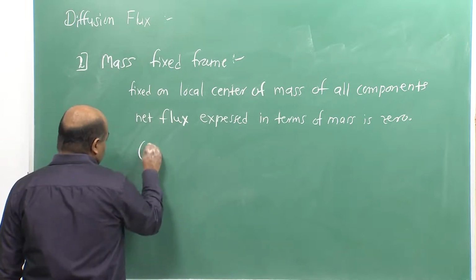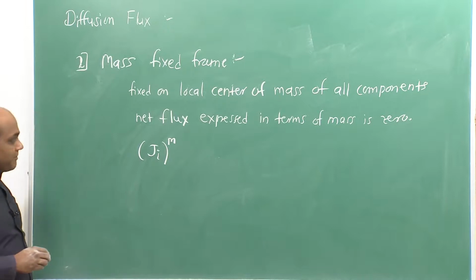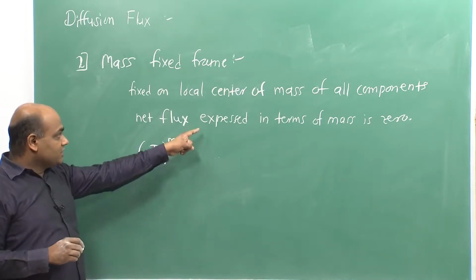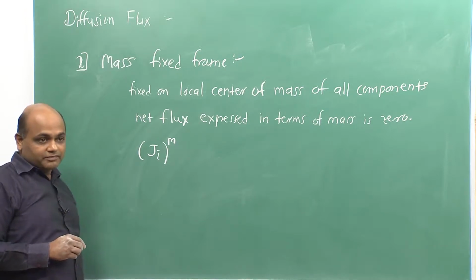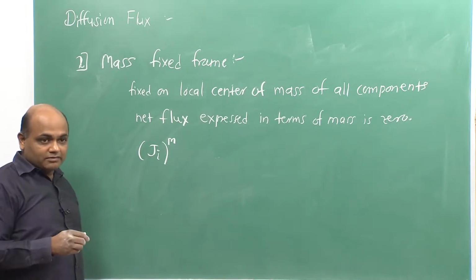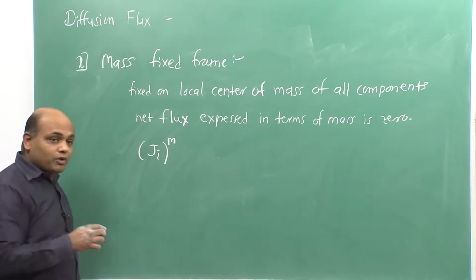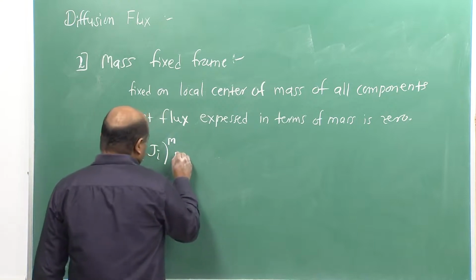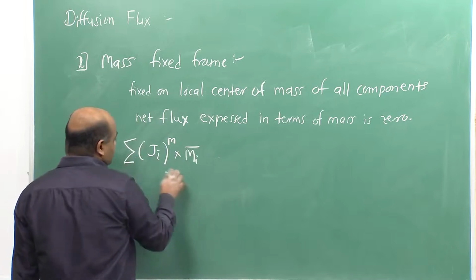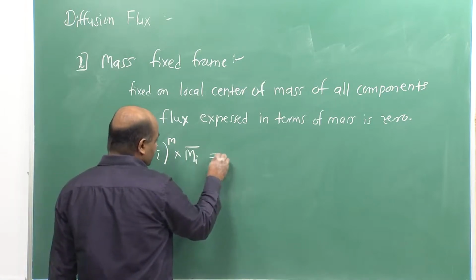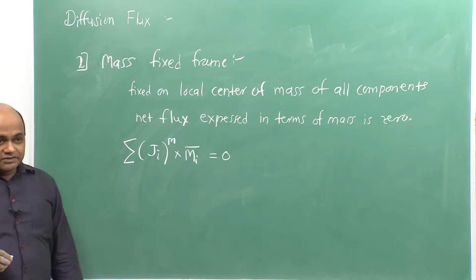So, if we consider J I m, that is the flux expressed in terms of mass fixed frame, to convert it in terms of mass, what do we do? Multiply by kg, divide by mole of I, kg of I per mole of I is basically the molar mass, m I bar. The net flux in terms of mass is 0. So, this is the constraint put by the mass fixed frame of reference.